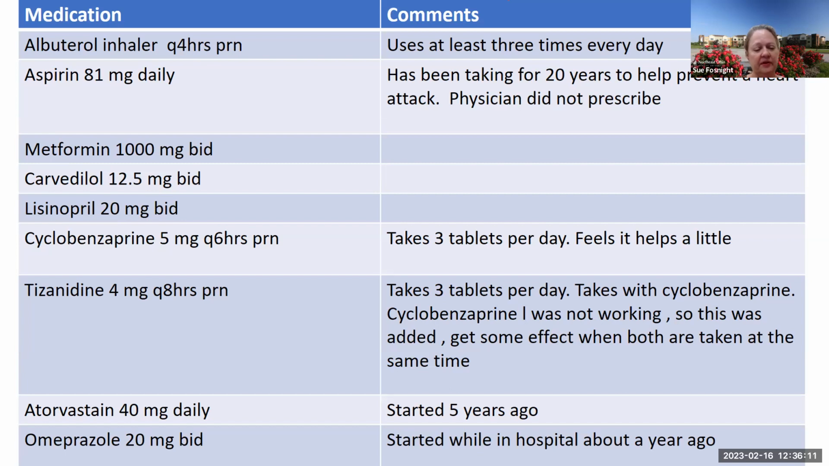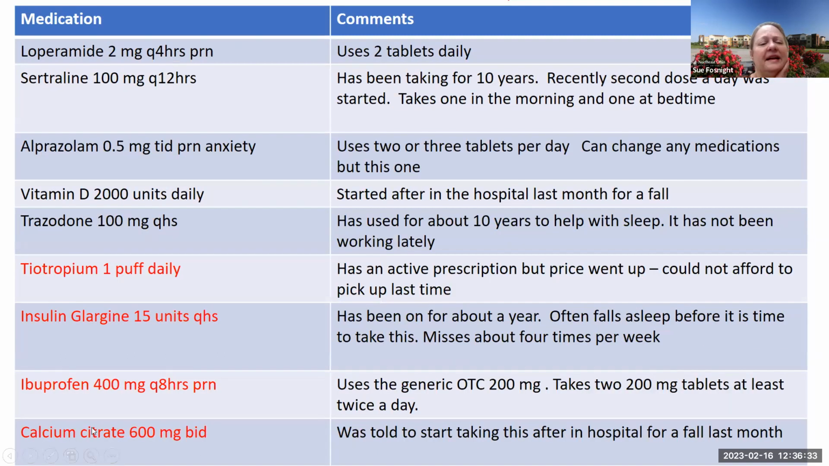She's also on something for her cholesterol, the atorvastatin, which she started 5 years ago. And then she took something for her stomach, the omeprazole, and that got started in the hospital. It really has never been stopped since, but she doesn't really have problems with heartburn or anything. All right, so she takes some loperamide, another name for which is Imodium. You may recognize that as an OTC product to help with diarrhea. She takes that every day.